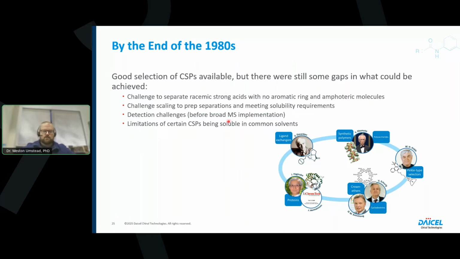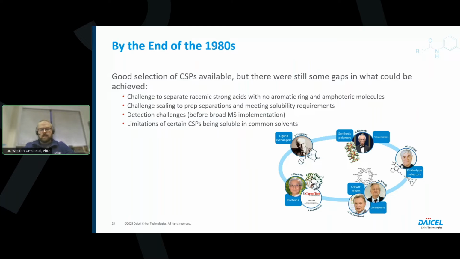Detection challenges. Most of those things like ligand exchange columns could not be used with mass spec mode. So a bit of a limitation, especially as we start looking at more complex chiral molecules like we have now. And then again, some limitations in terms of solubility of the phases themselves, not being able to be used with water or acetonitrile or DCM or ethyl acetate.